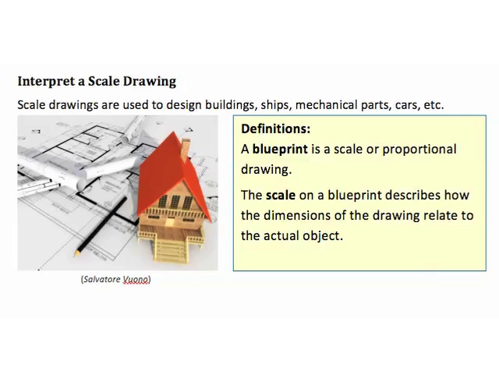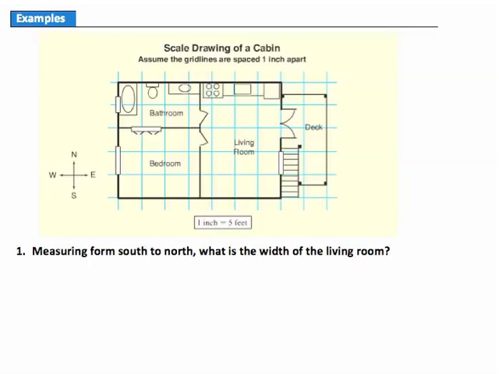Interpret a scale drawing. Scale drawings are used to design buildings, ships, mechanical parts, cars, etc. Let's take a look at some definitions. A blueprint is a scale or proportional drawing. The scale on a blueprint describes how the dimensions of the drawing relate to the actual object. Now let's take a look at an example that will help you understand how to use a scale drawing to determine measurement in the actual object.